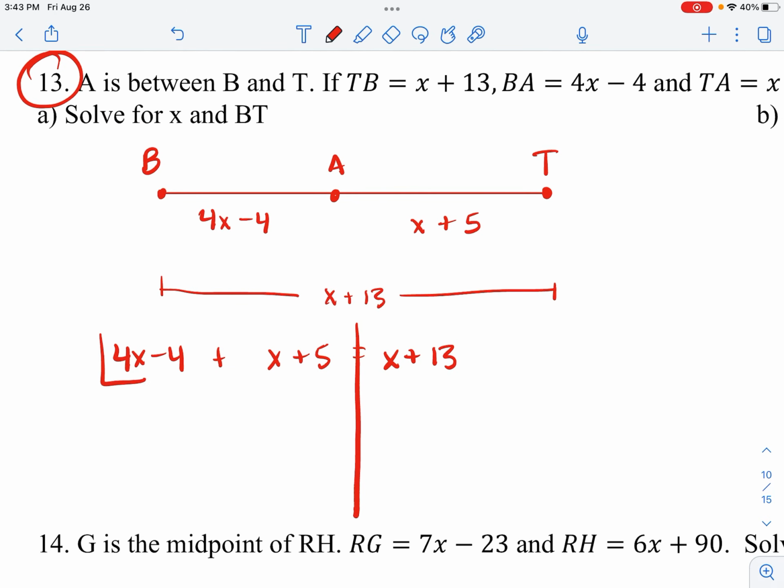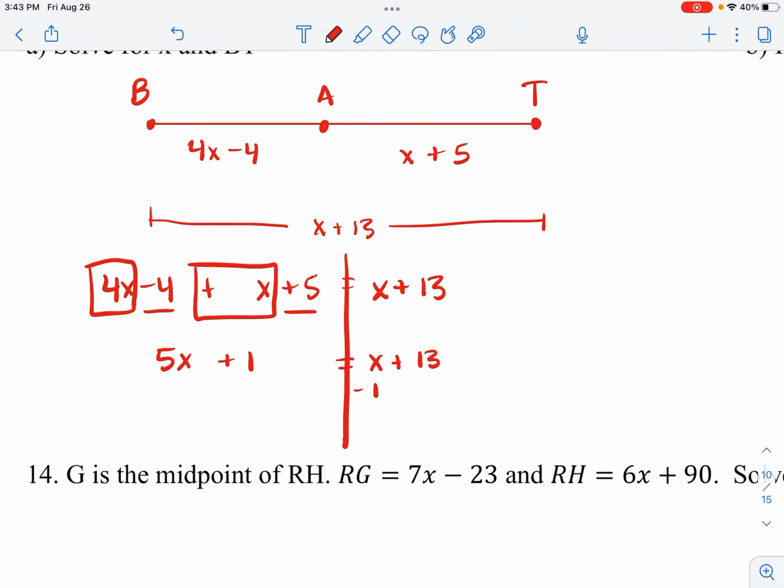Now let's check this out. Let's combine like terms. Let's put this plus in front. I don't like not doing that. So we get 4x plus x, which is 5x. We have negative 4 and a positive 5, which makes us plus 1. We get x plus 13 here.